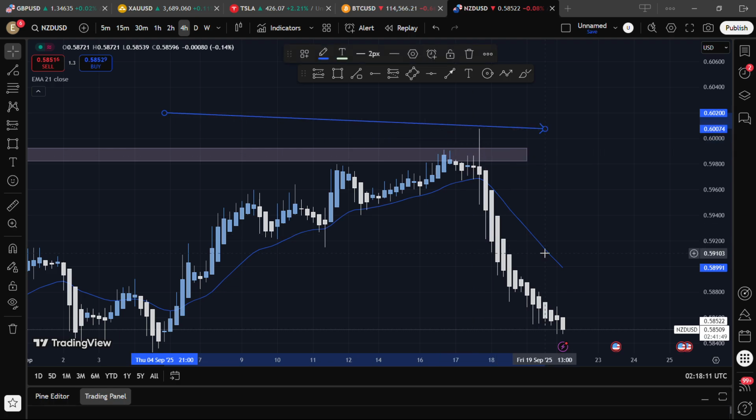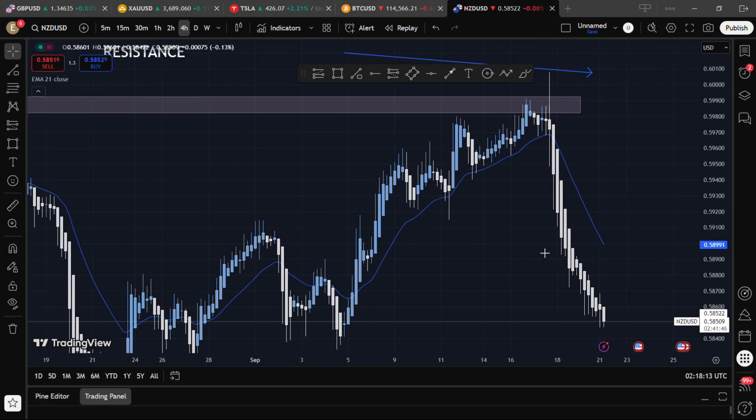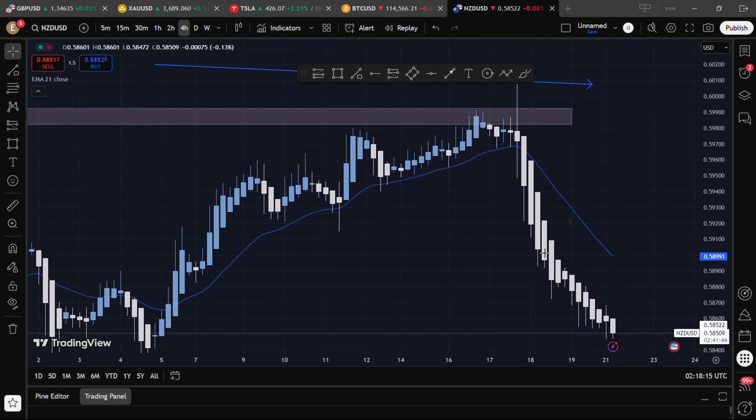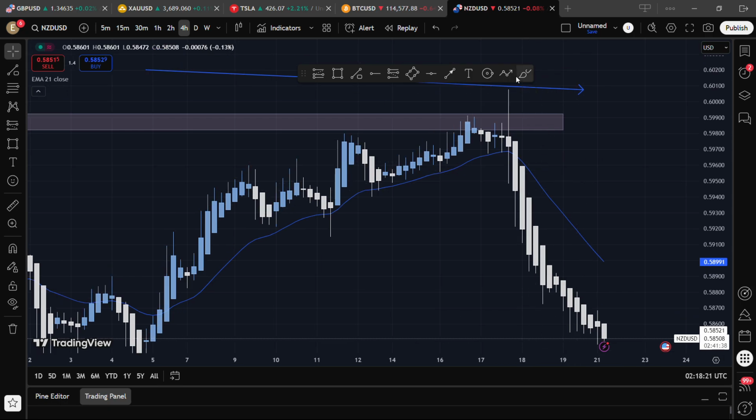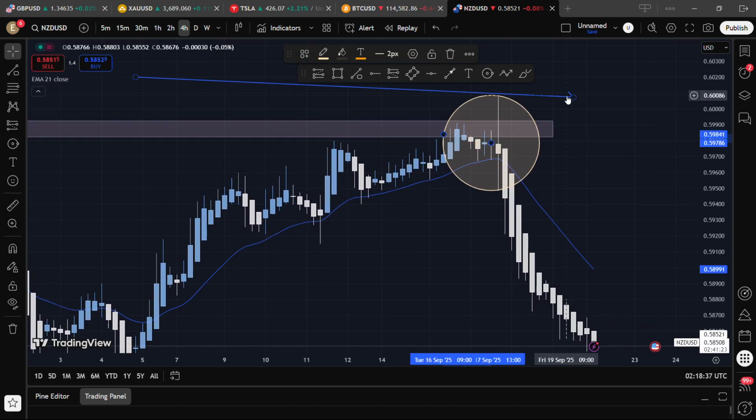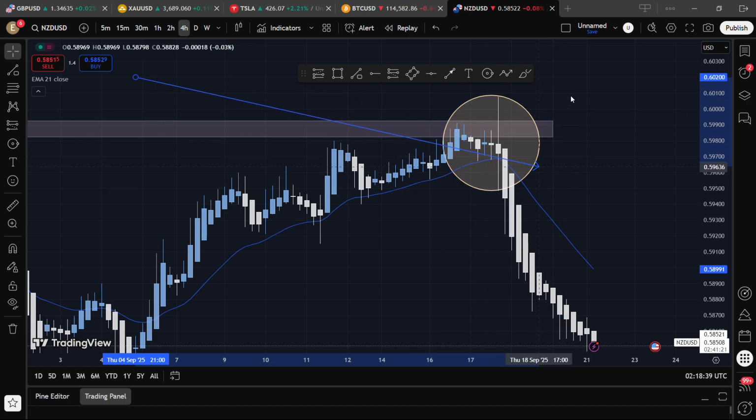I also added another confluence, being my 21 EMA. This is my 21 EMA, and price was above the EMA indicating a buy signal. So I have about two signals that I can buy aside the resistance line, the pin bar, or the candles over here, indicating I can sell on the market, and also my EMA.